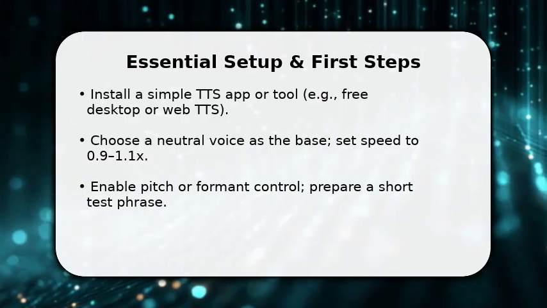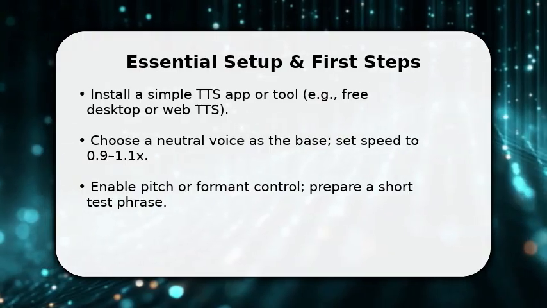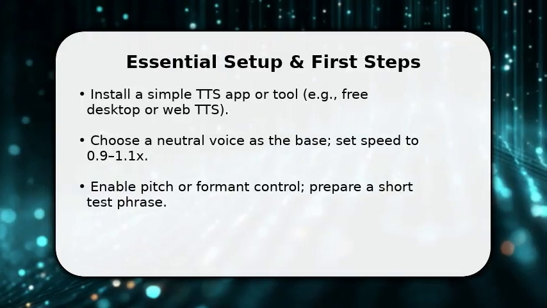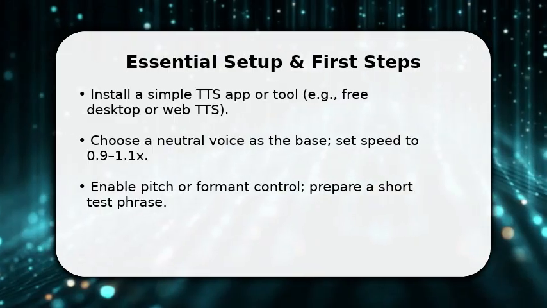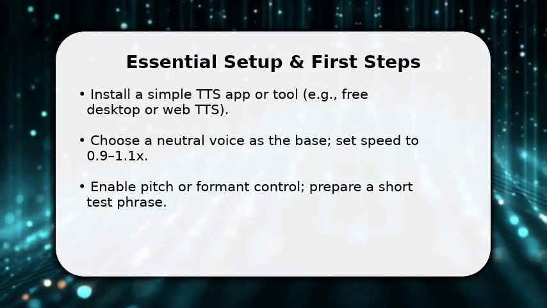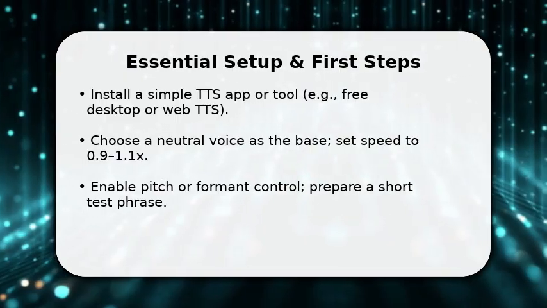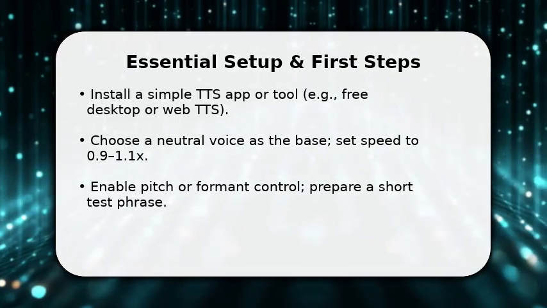Next, enable pitch or format controls so you can alter timbre. This is why the voice sounds robotic rather than natural. Record a short test phrase and listen back. Once done, you'll know the baseline sound and be ready to modify parameters for the robotic character you want.